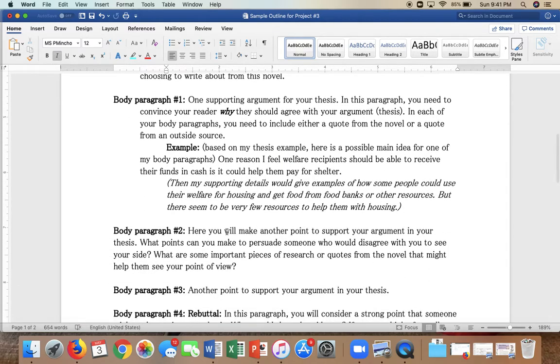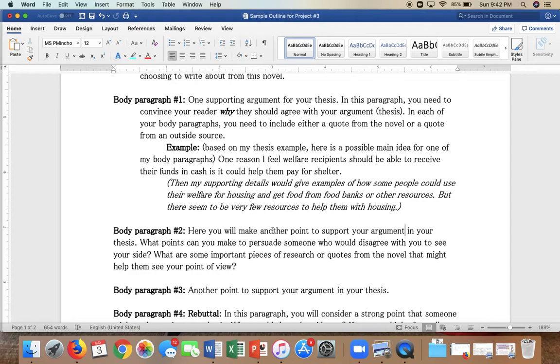Then, paragraph number 2, you're going to make a second point to support the argument that was in your thesis. So my first point was they should receive cash to help for paying for shelter. Maybe another point I would make is that giving recipients cash would help teach them how to handle money responsibly. And then I would go in and explain that some more.